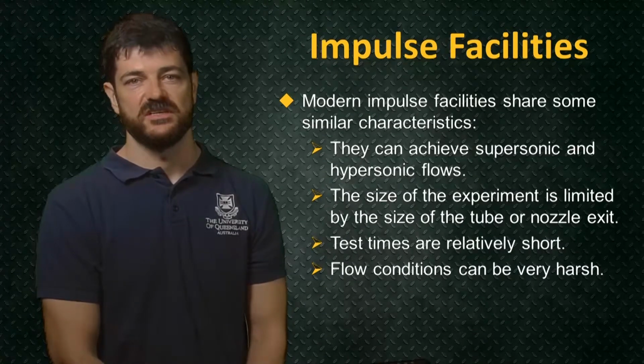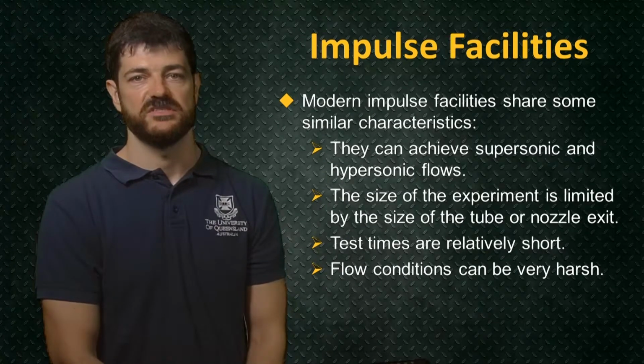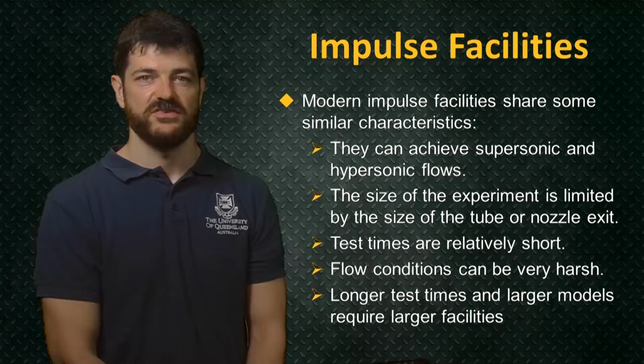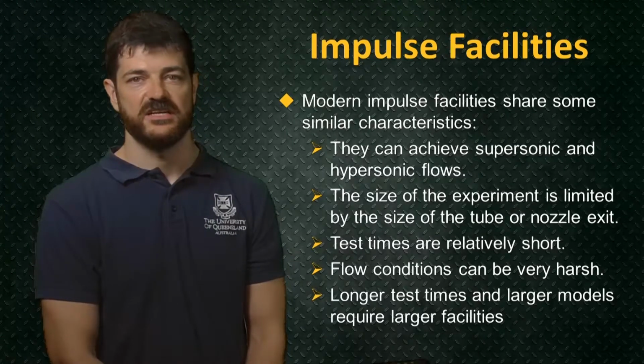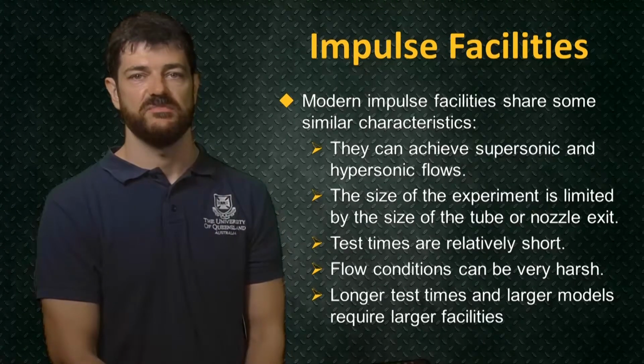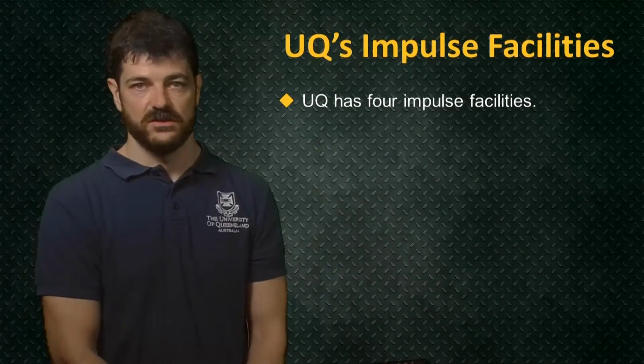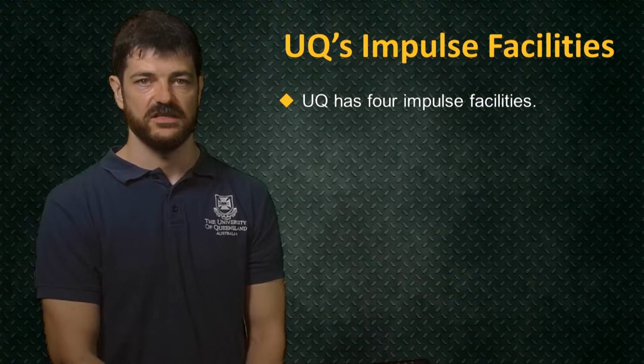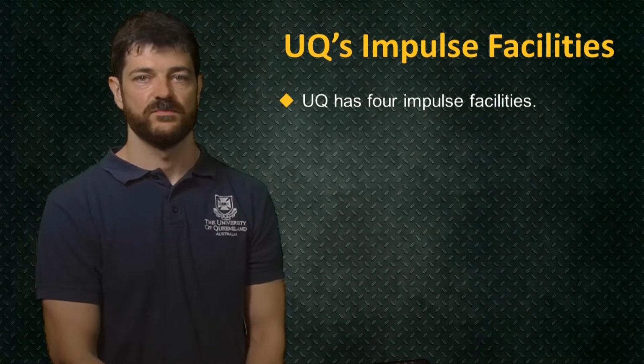Hypersonic flow conditions are very harsh. Speeds and temperatures are very high for the models we are testing. Now to achieve longer test times, and to test larger models, we tend towards bigger and bigger facilities. The University of Queensland has a long history with impulse facilities and currently operates 4 of them.